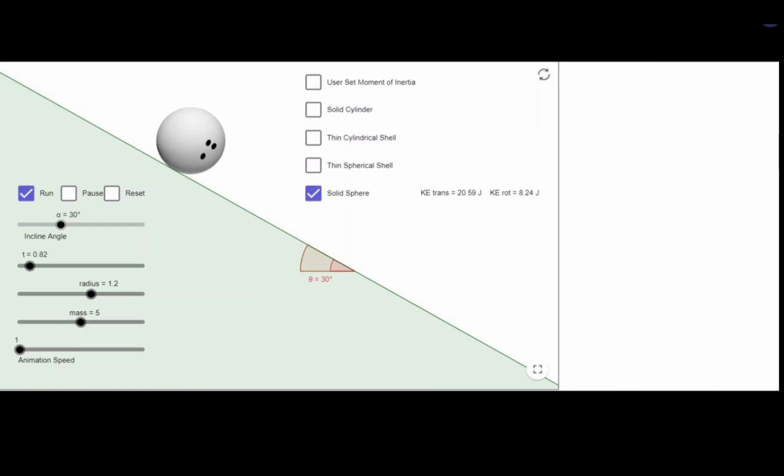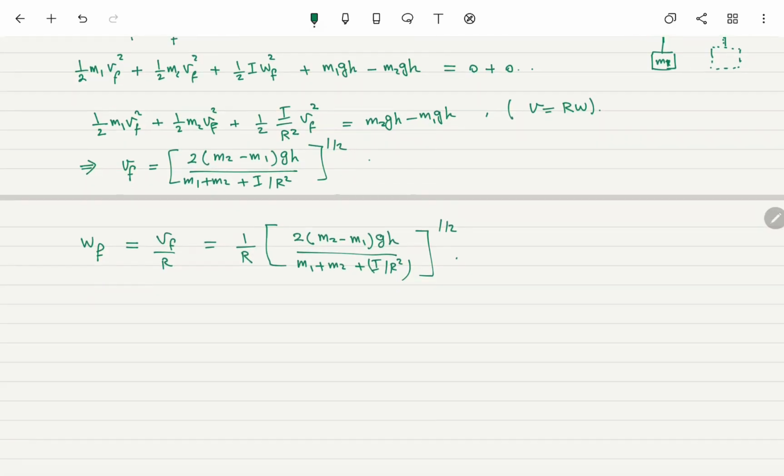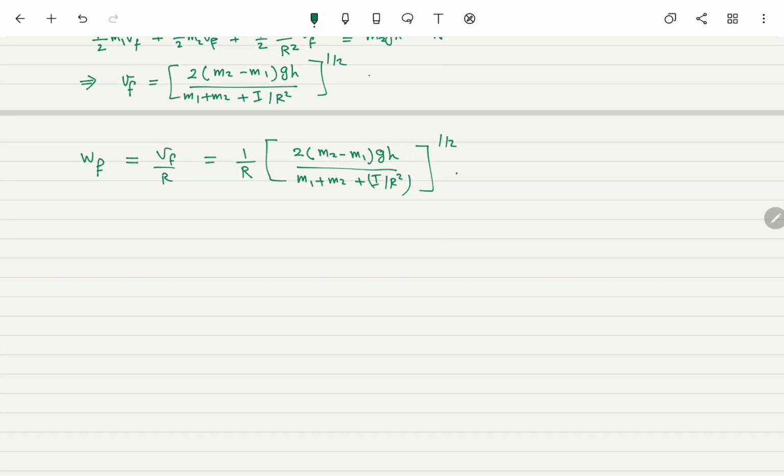So the kinetic energy and translational energy started from 0, and as we can see here, it's increasing. Here is the rotational kinetic energy and this is the translational kinetic energy. It's increasing until it reaches the bottom of this inclined surface. One last example.